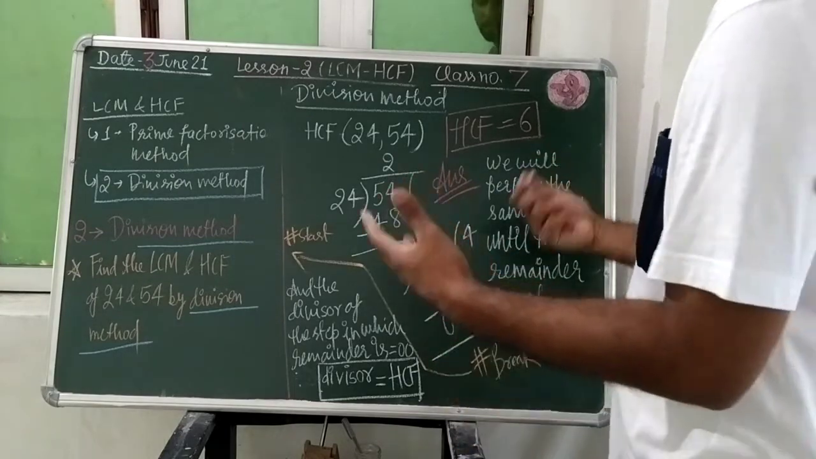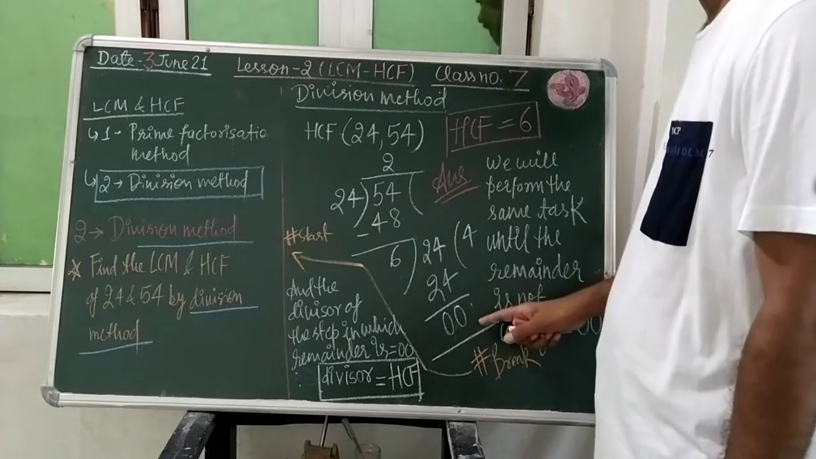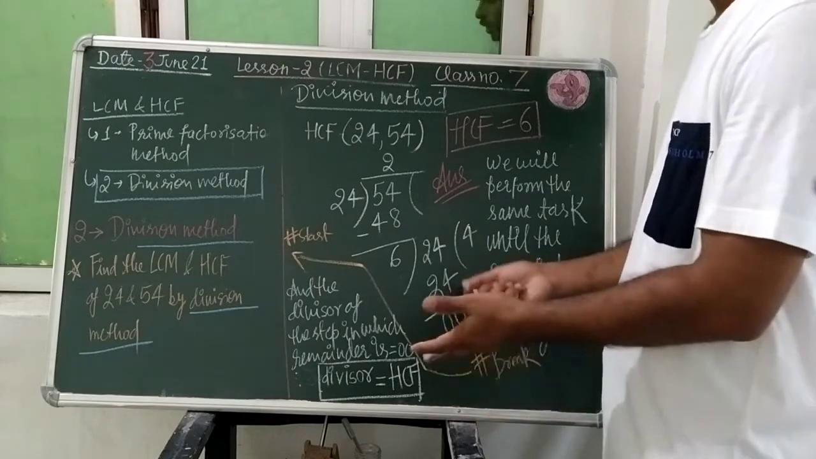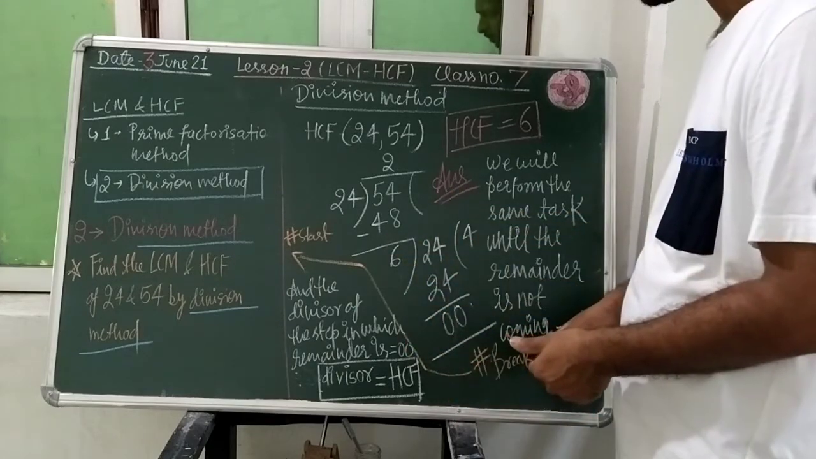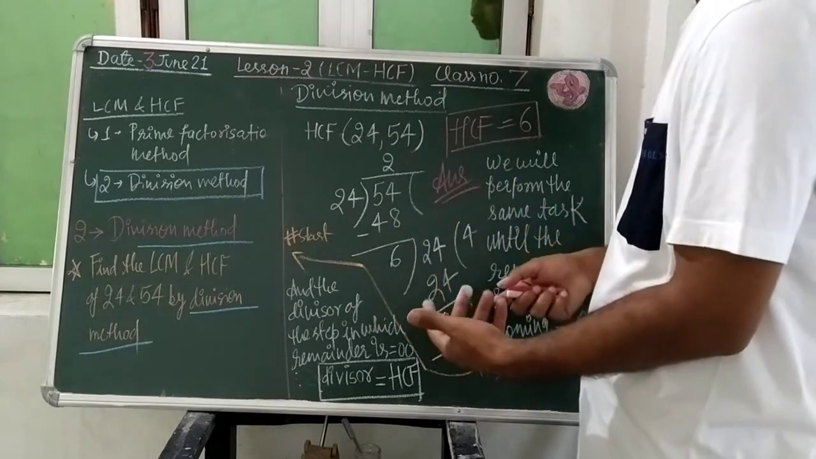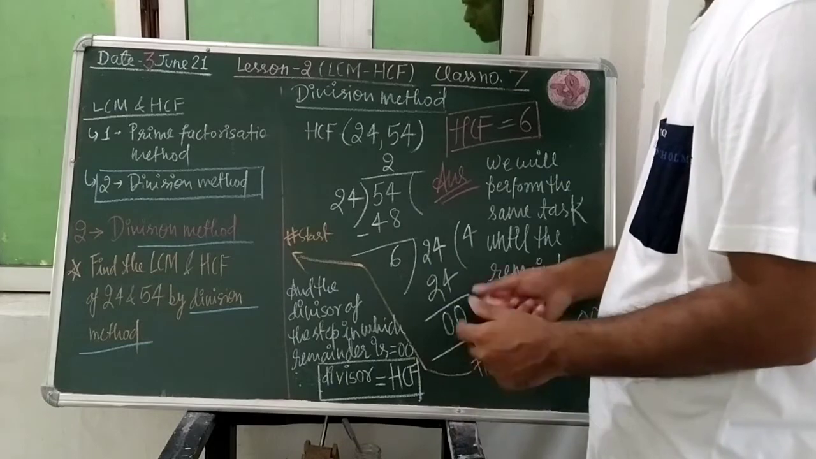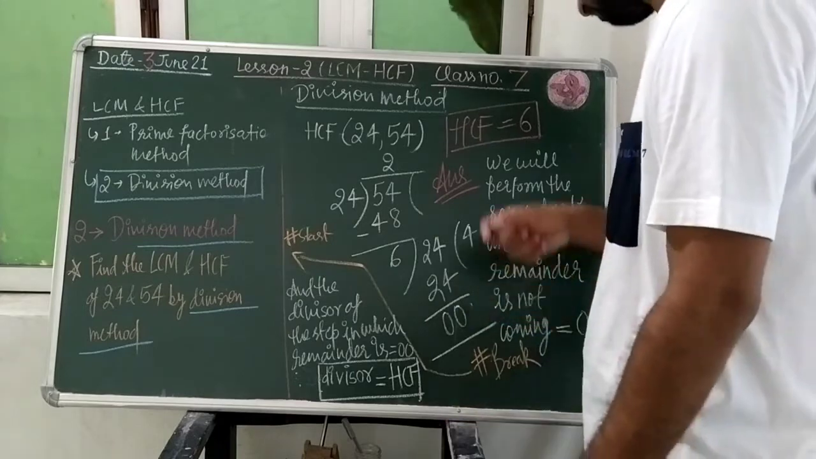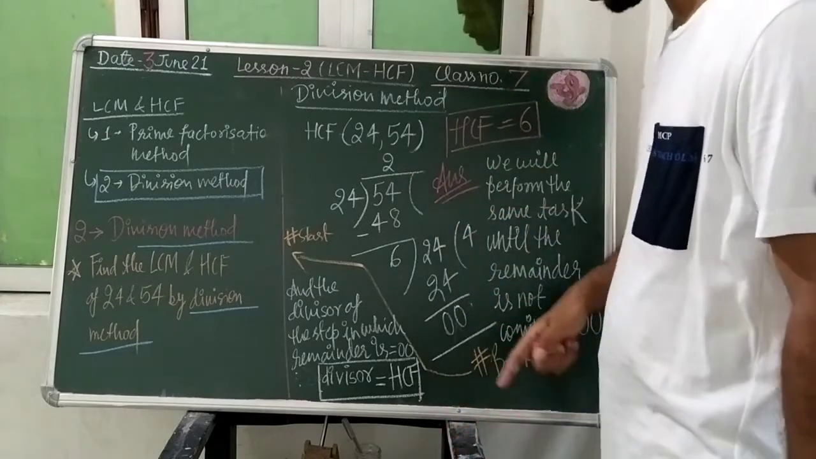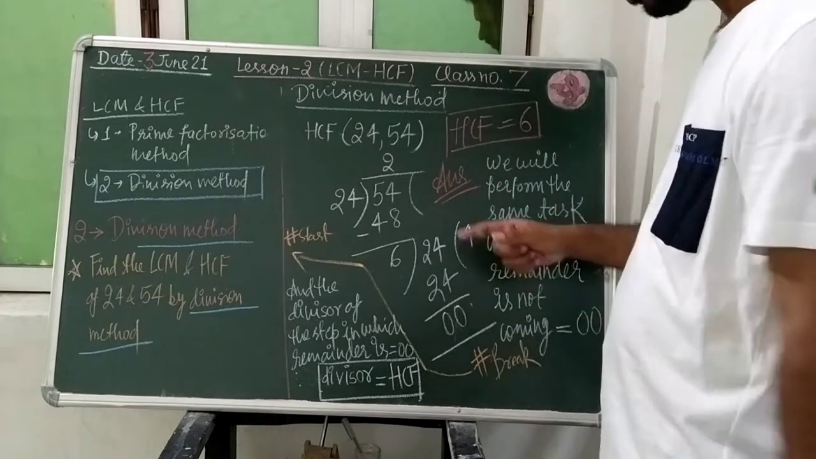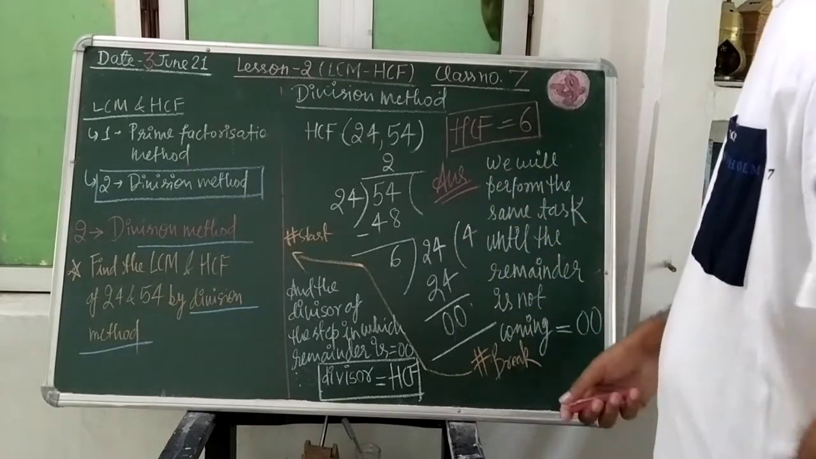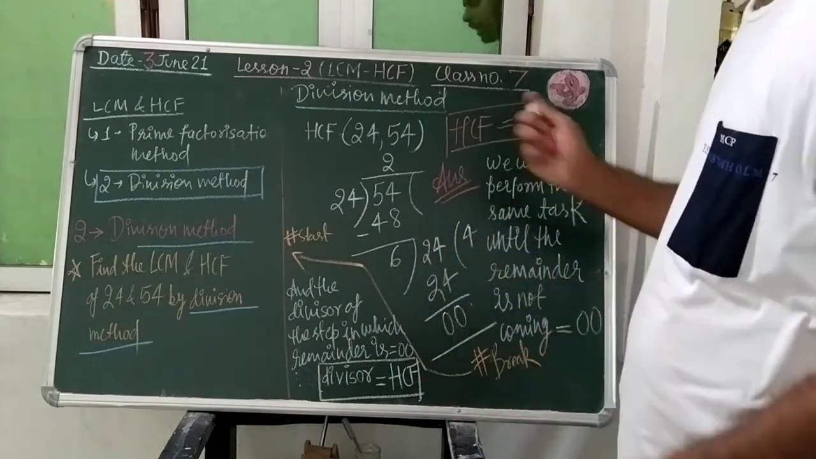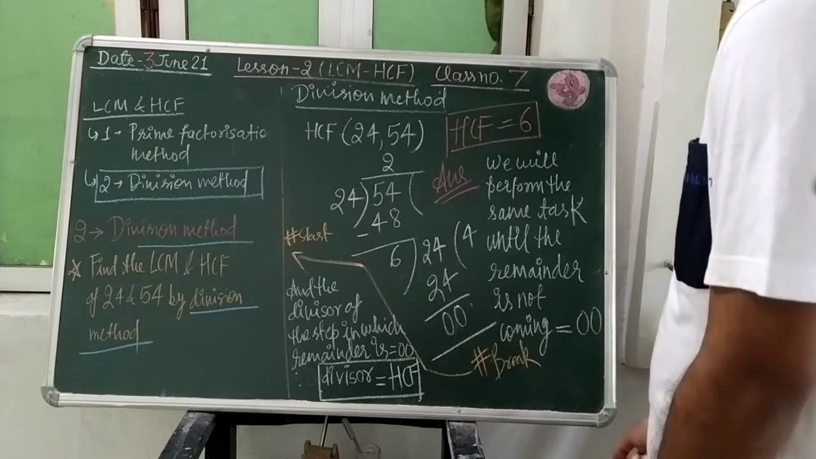We will talk more about it. Until the remainder is equal to 0, you will perform the steps of division. If a remainder comes, that remainder will divide the divisor of the earlier step, and again you will perform the same division task. Okay, students.